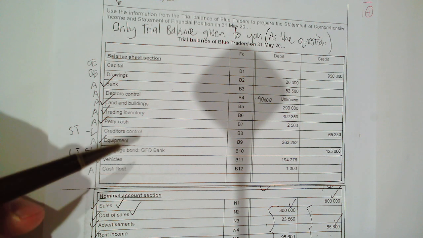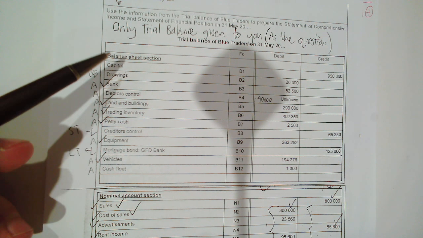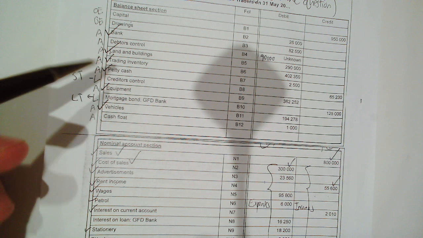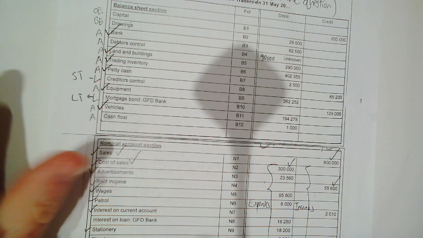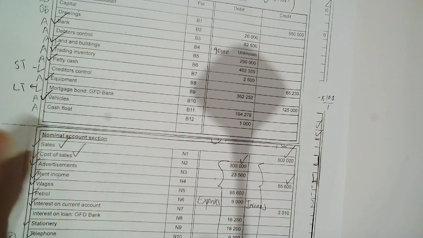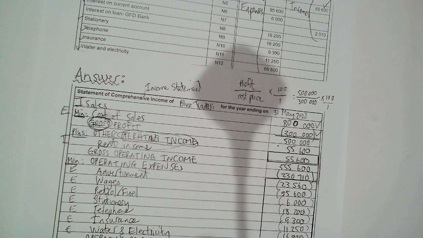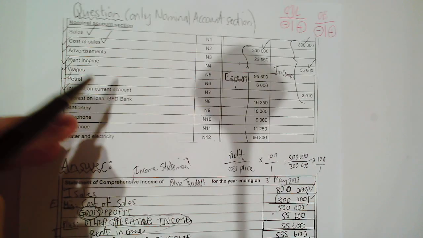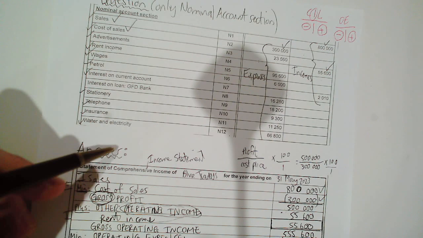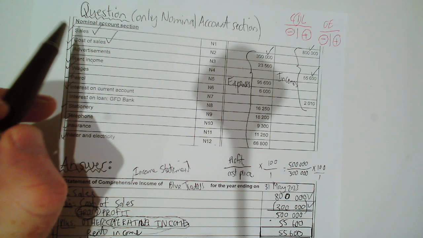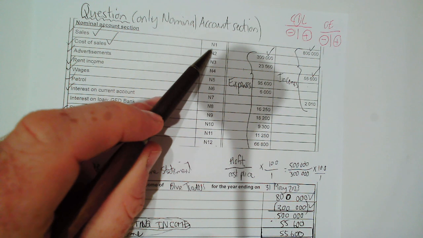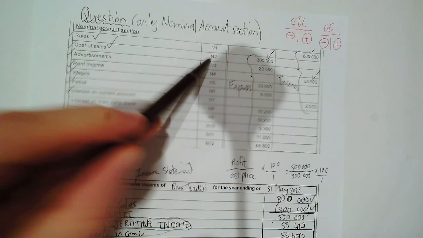The second video that we're doing is this one, where I'm going to show you the full question, but now I'm only going to take the nominal account section and put it on a separate page as part of your question to be able to do my statement of comprehensive income or income statement. So here's the second part of the question, which is the nominal account section, and I'm going to use this to do the statement of comprehensive income. See, it's all the N accounts, nominal accounts.